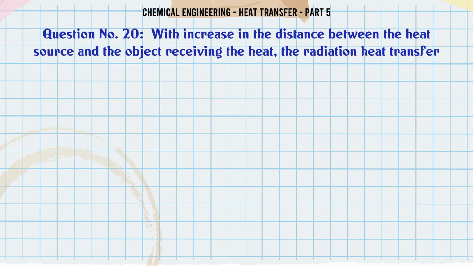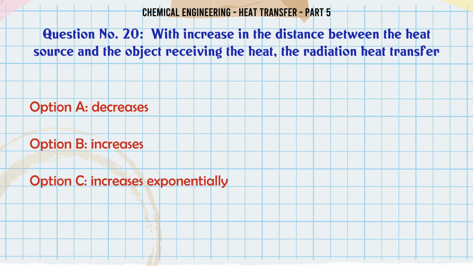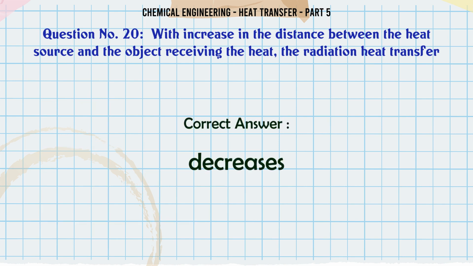With increase in the distance between the heat source and the object receiving the heat, the radiation heat transfer: A. decreases. B. increases. C. increases exponentially. D. remains unaffected. The correct answer is decreases.